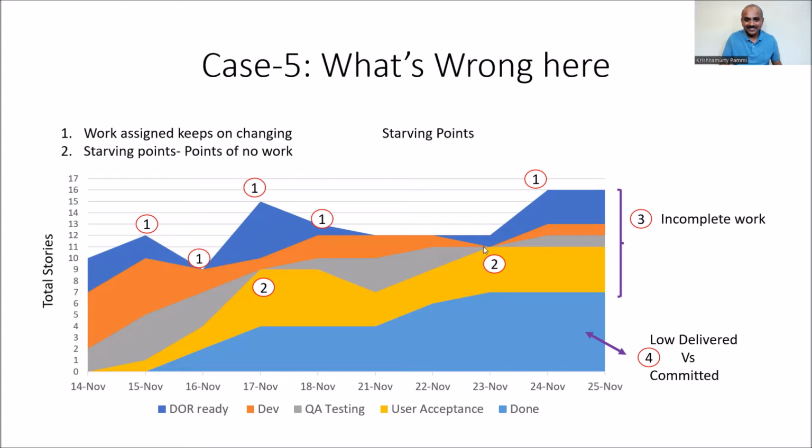Oh God, they don't have developers. This amber line is also coming to 0. The gray line is also coming to 0. This is a point of starving points, right? So something is seriously going wrong. And then at the end of the day, there is incomplete work. And this work is not delivered. And only this much part we have delivered.